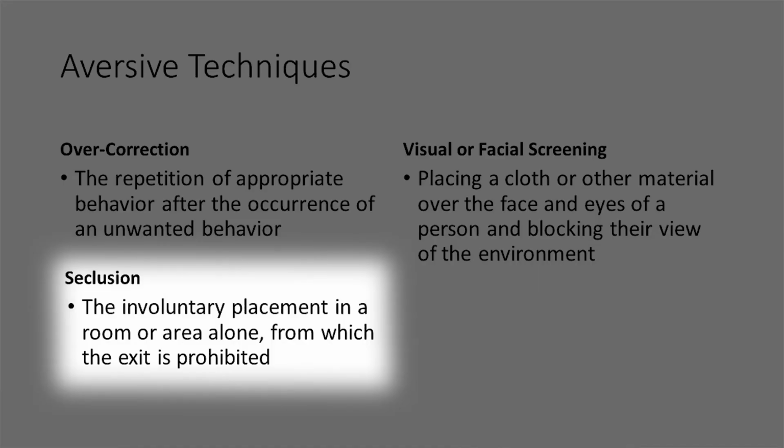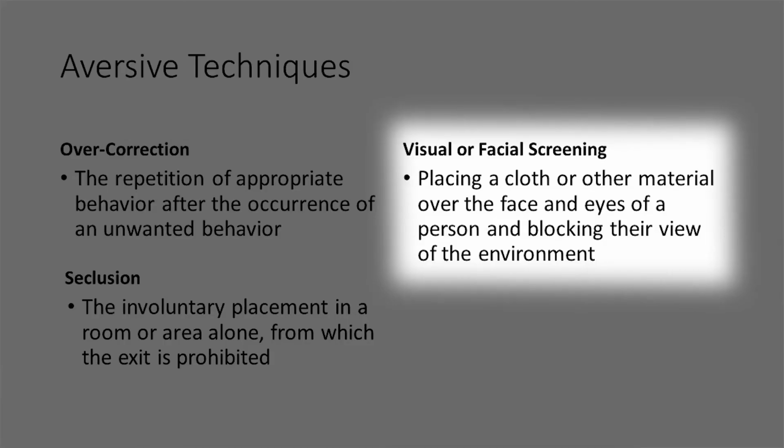Seclusion. This is the involuntary placement of a person in a room or an area alone where exit is prohibited. An example of seclusion that one might not typically think of would be if someone is in a wheelchair and confined to that wheelchair and is not able to move from the area. Another example would be timeout when that's not time limited. Exclusionary timeout is only allowable if the Human Rights Committee has approved that intervention.